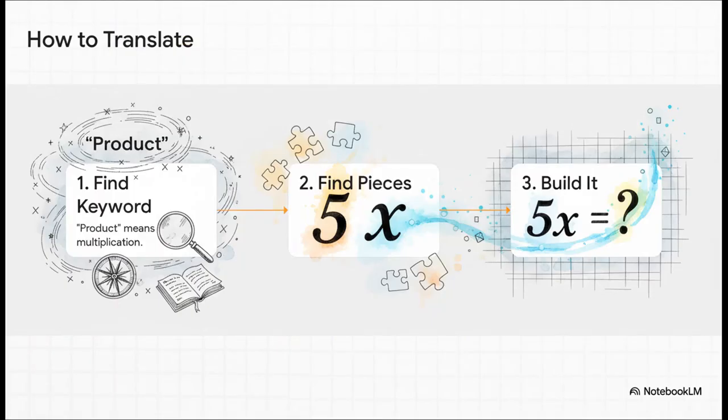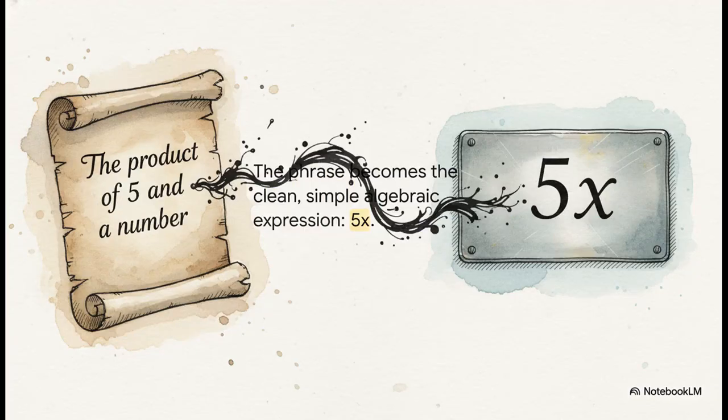Don't overthink it. We can break it down into a simple 3-step process. Step 1, spot the keyword. Here, it's product, and we know that means multiply. Step 2, find the pieces. We've got the number 5 and a number. That's our mystery variable, so let's just call it X. And finally, step 3, we build it. And voila, there it is, our translation. That whole phrase, the product of 5 and a number, just becomes this nice, clean, simple expression, 5x. That's literally it. You just spoke your first sentence in algebra.